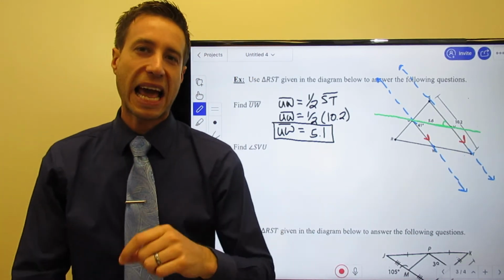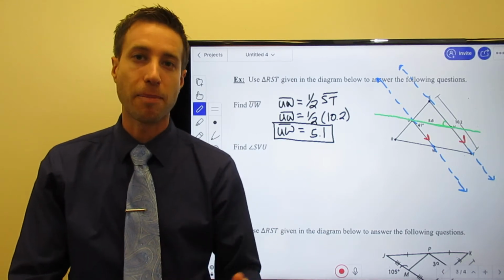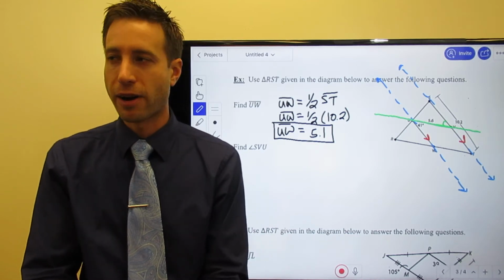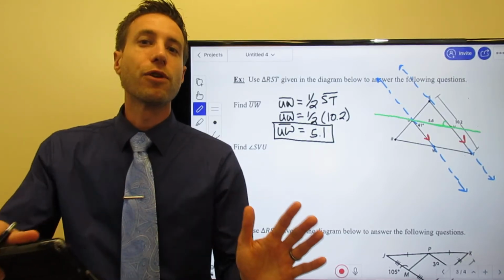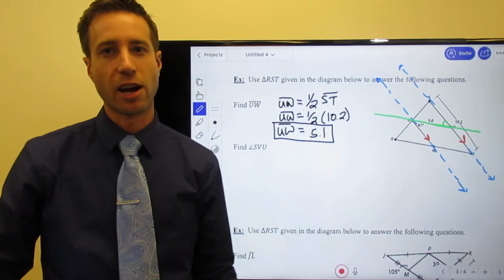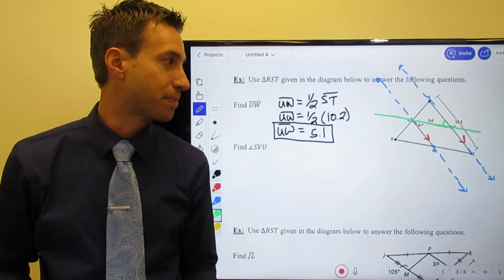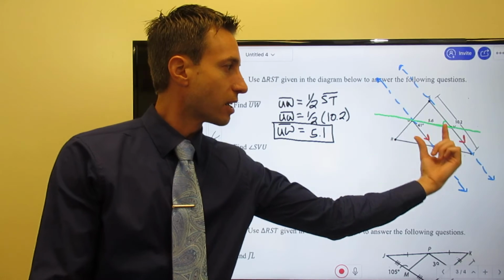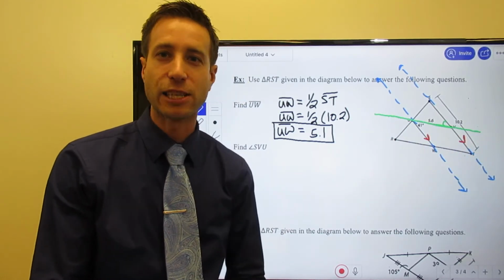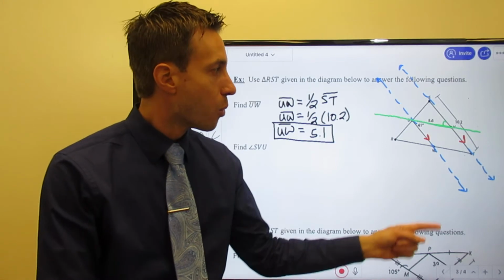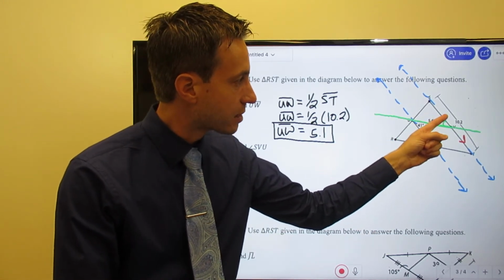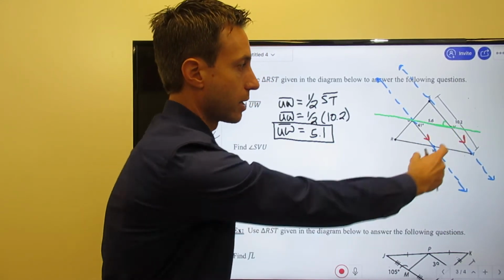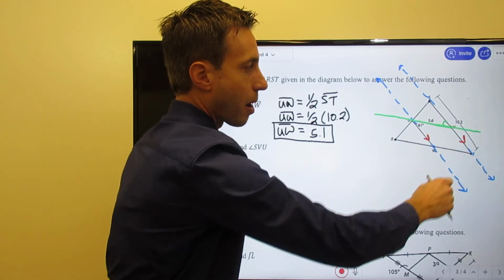That's right. All of those angle relationships for parallel lines cut by a transversal, like alternate interior angles, corresponding angles, same side interior angles, exterior angles, all of those angle relationships show up again in this chapter on triangles. Absolutely, that's going to happen. So we've got ourselves parallel lines cut by a transversal. What does that mean? Well, the angle we're looking for is right here, SVU. That angle is between the parallel lines, cut by a transversal.